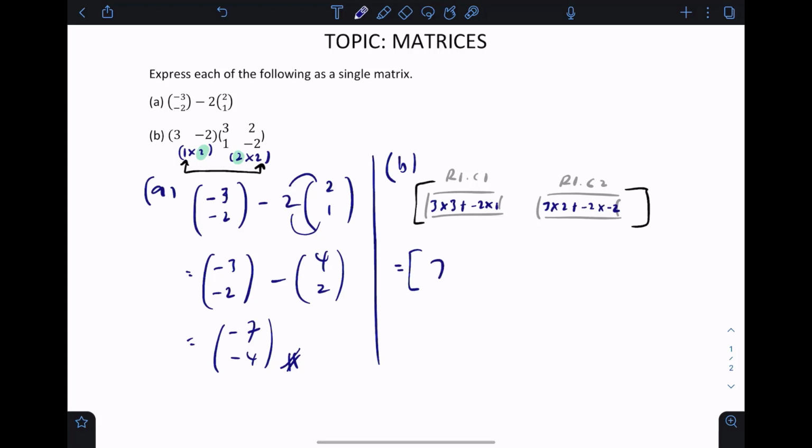9 minus 2 is 7. 6 plus 4 is 10. Final answer, 7 and 10. At the end, you can erase this. Okay, no need to show these boxes.